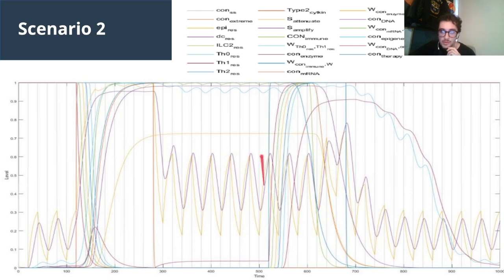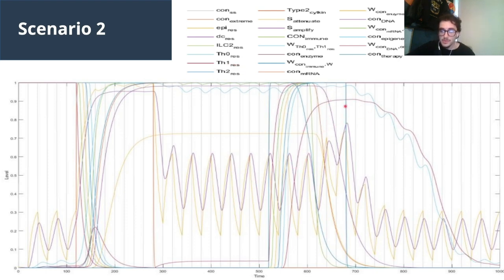the fourth part where the therapy goes up, you can see that all the W states go up, and you can notice that because of them going up, the Th1 response also starts going up, and this leads to the regulation going back to normal. And this regulation leads to the symptoms going down, and also the Th1 response to go down.